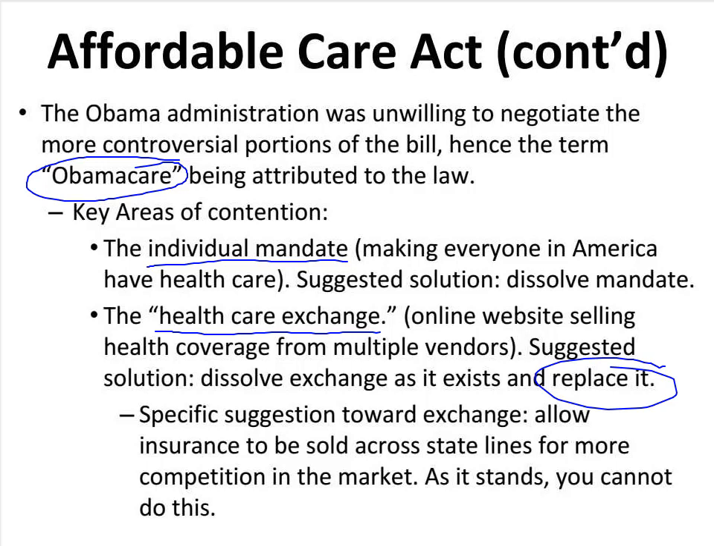Now, one very specific suggestion that has been thrown out there is to allow insurance companies to sell their health insurance the same way they sell life insurance or auto insurance, and sell it across state lines. This would create significantly more competition in the market. As it stands right now, you cannot do this, which some believe has caused many of the problems with rising prices.